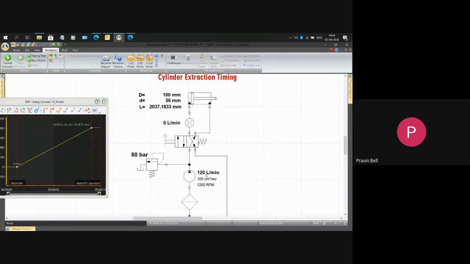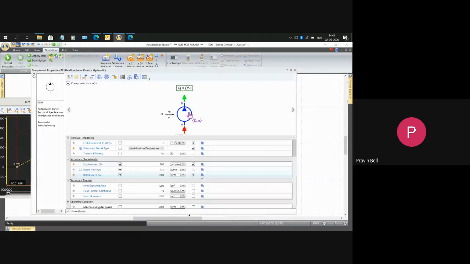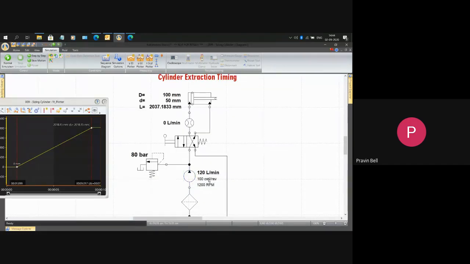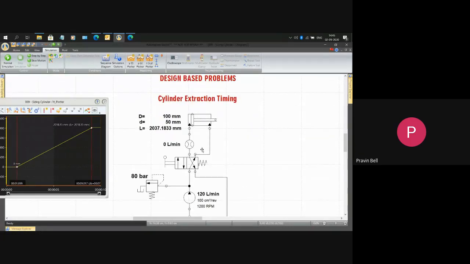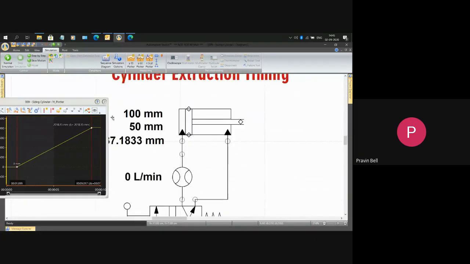So for this piston to extract, first I go to my pump, and from my pump I note down the rated flow. My pump is giving 120 liters per minute. This is the flow coming from my pump, 120 liters per minute. I note this down. Okay, so this 120 liters per minute is coming from the pump. Then I go to my cylinder.